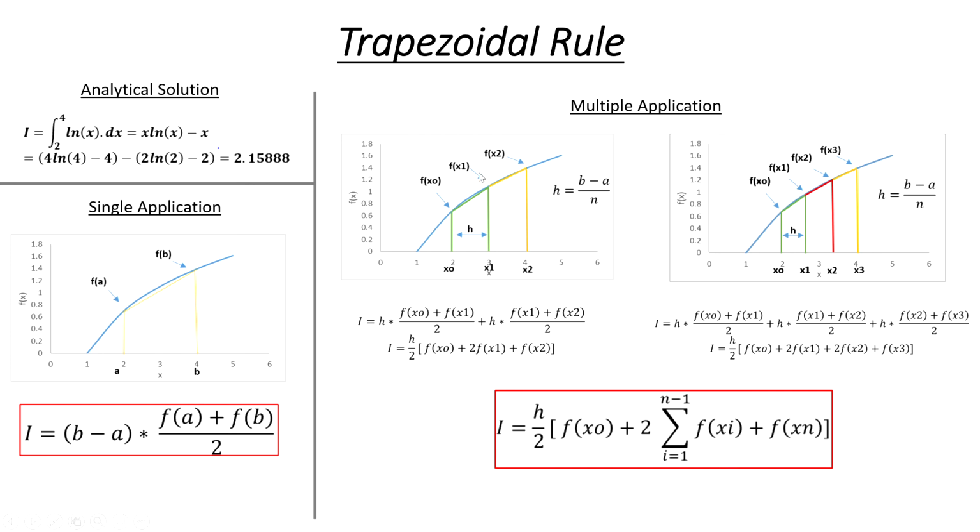We examined two trapezoids and also three trapezoids, and by noticing a pattern in the middle terms, we created this generalized equation that can be used to estimate any area for any function that you are interested in.